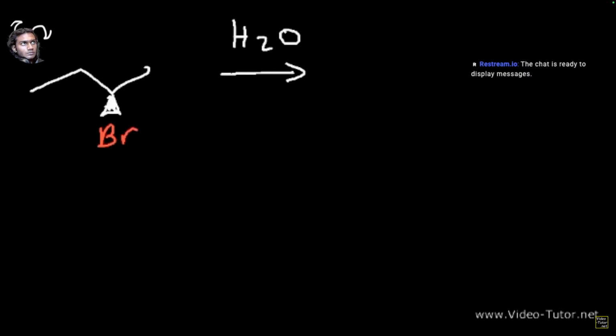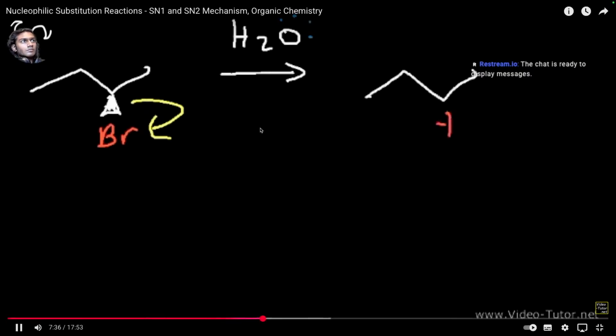Now, what if we have an SN1 reaction where the nucleophile is not negatively charged? It's neutral. In this case, the nucleophile is also the solvent. Whenever the nucleophile is the solvent, you have a solvolysis reaction. So in the first step, the leaving group's going to leave. And so we're going to get a secondary carbocation, which will not rearrange.